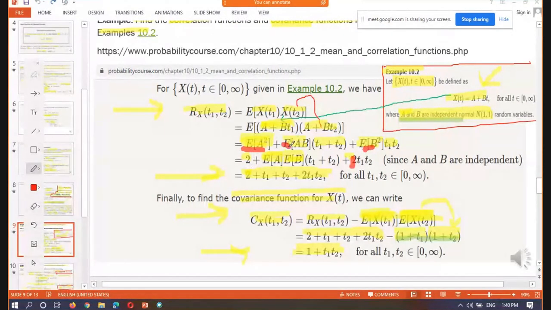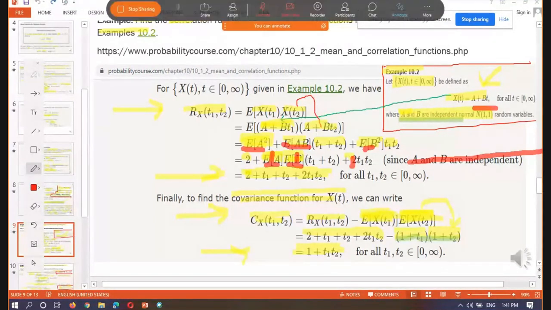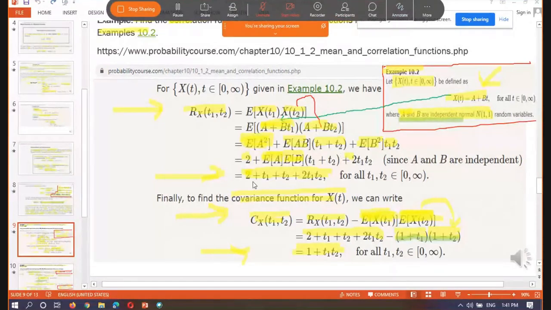Now what about AB? Because A and B are independent, the expectation of AB is actually the product of their expectations. And since A and B are again normal 1, the expectation of A is 1 and the expectation of B is also 1. So substitute all these values and you will get this.